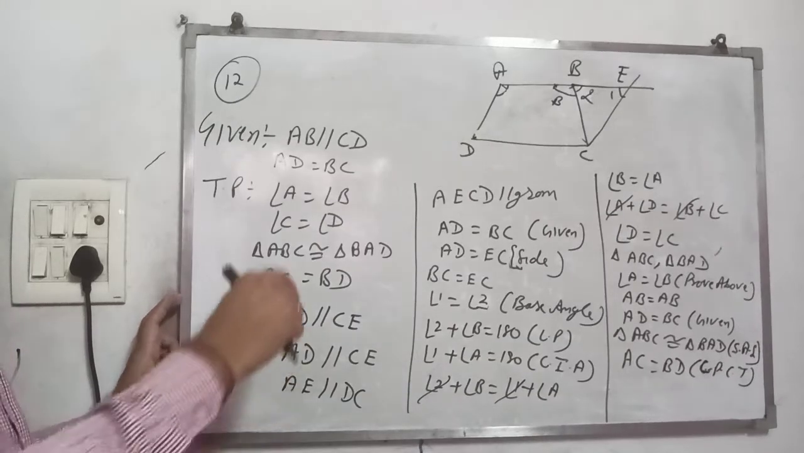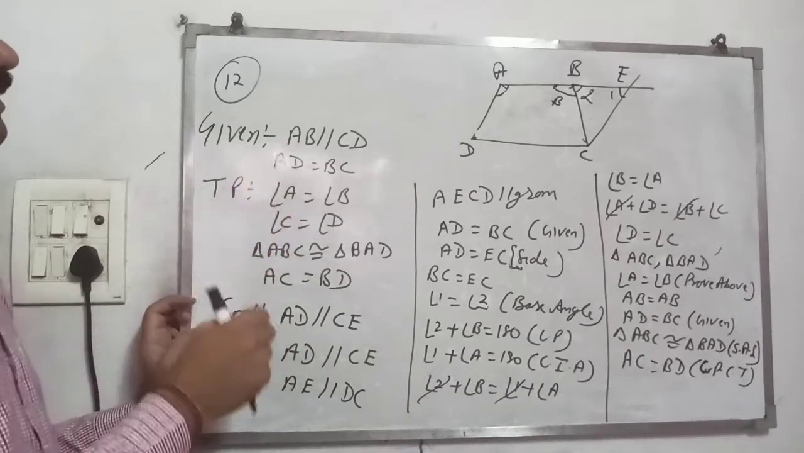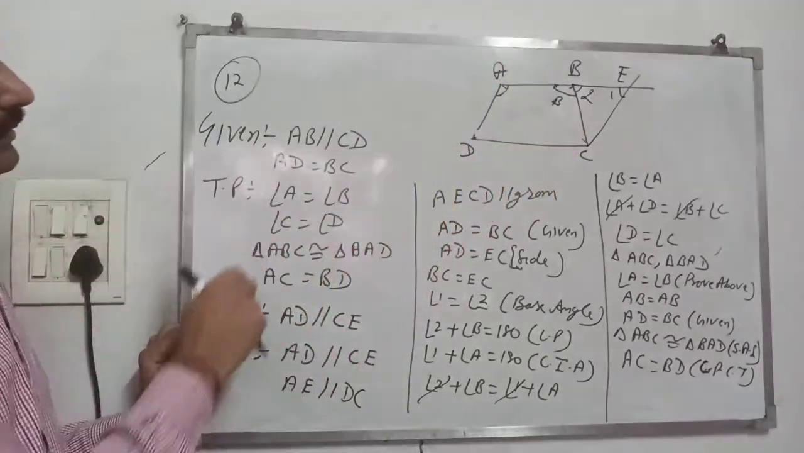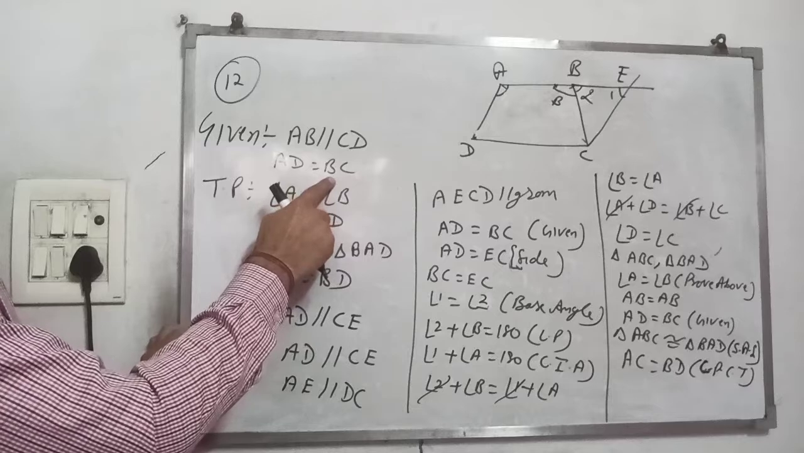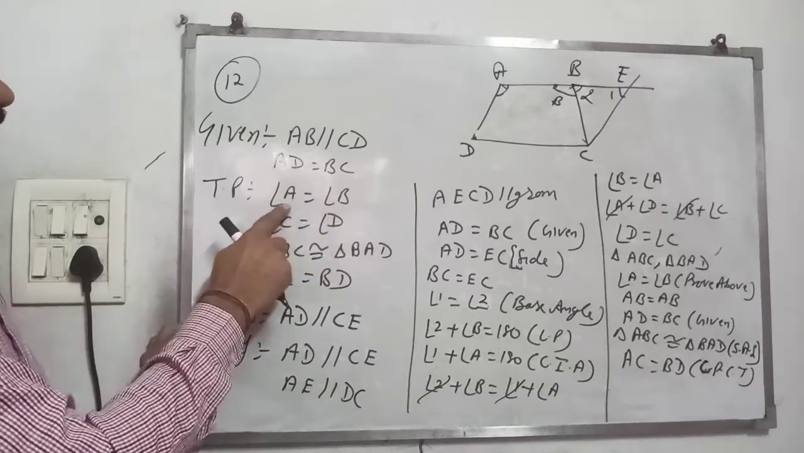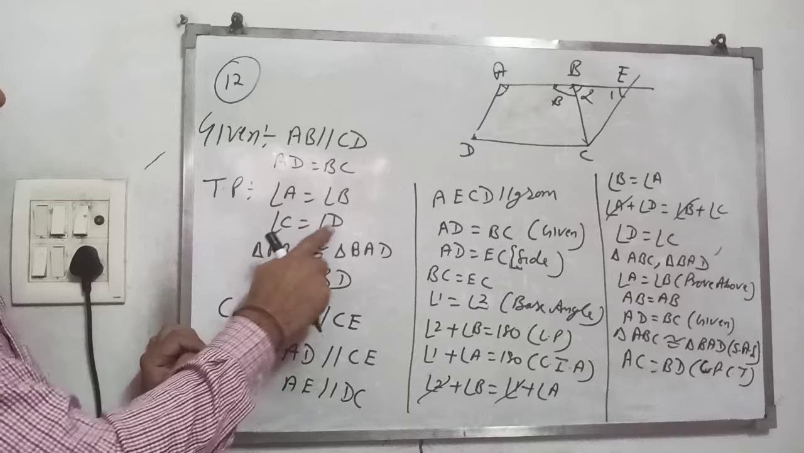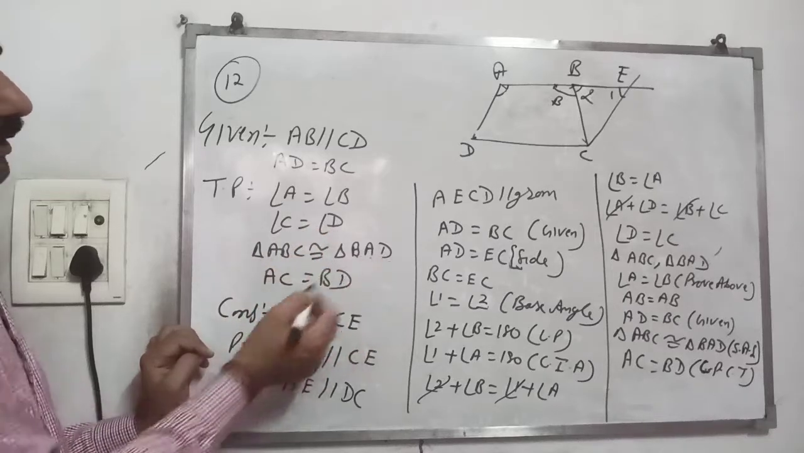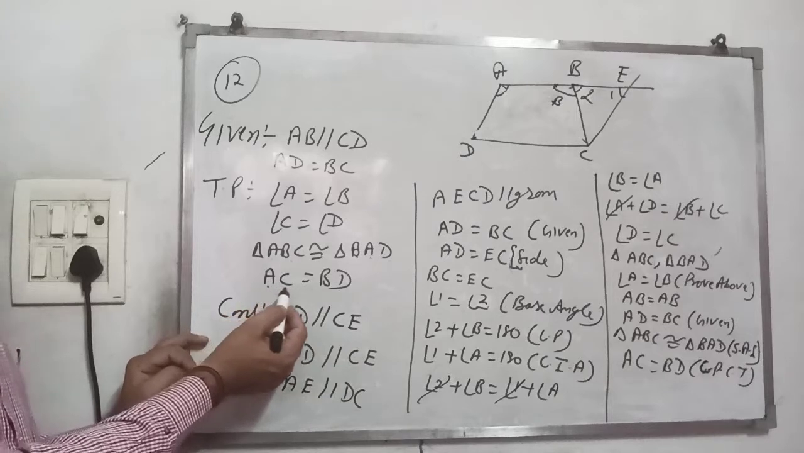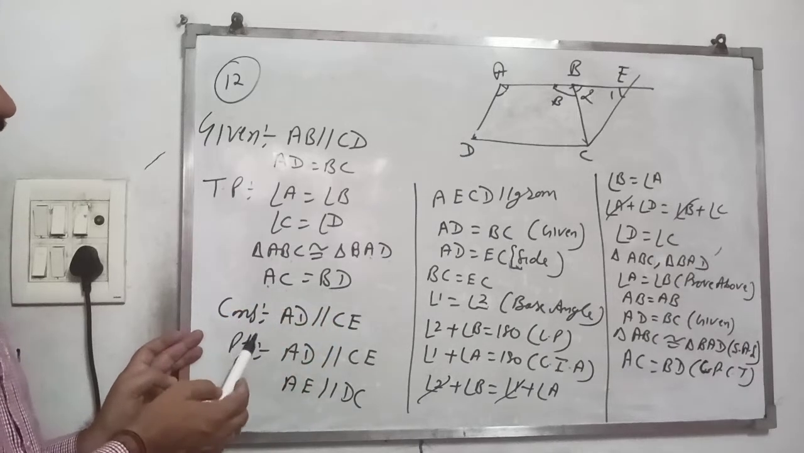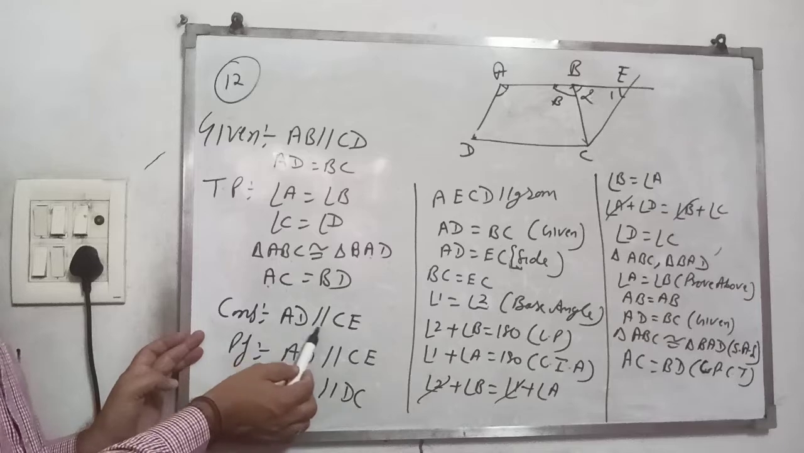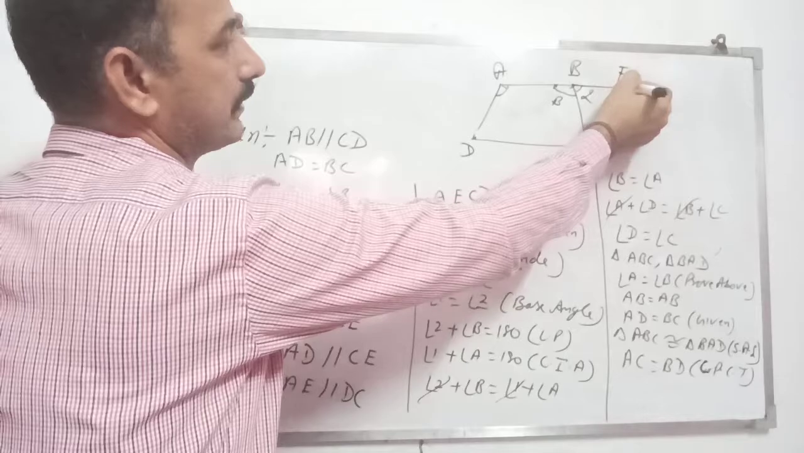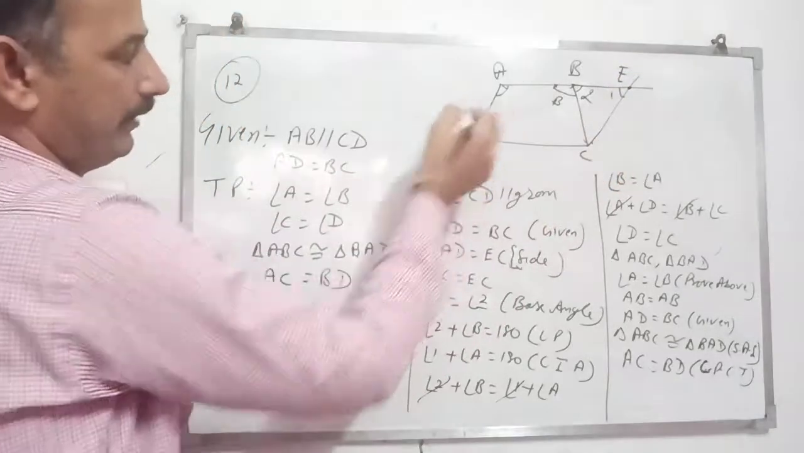Now come to question number 12 of this exercise. It is given AB is parallel to CD, it's a trapezium. ABCD is a trapezium, and AD equal to BC, that is also given. To prove that angle A equal to angle B, angle C equal to angle D, triangle ABC is congruent to BAD, and we have to prove AC equal to BD. So first we use the construction. We can construct CE, that is parallel to AD.